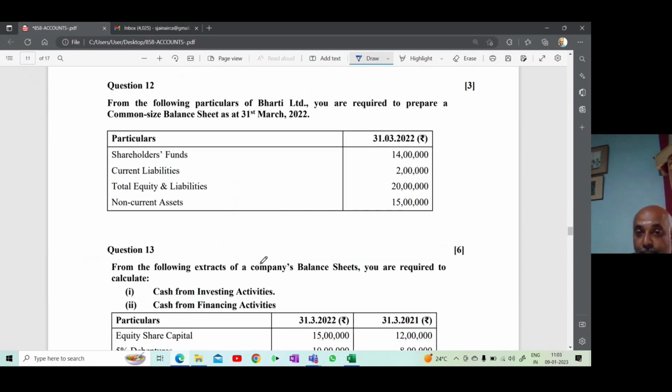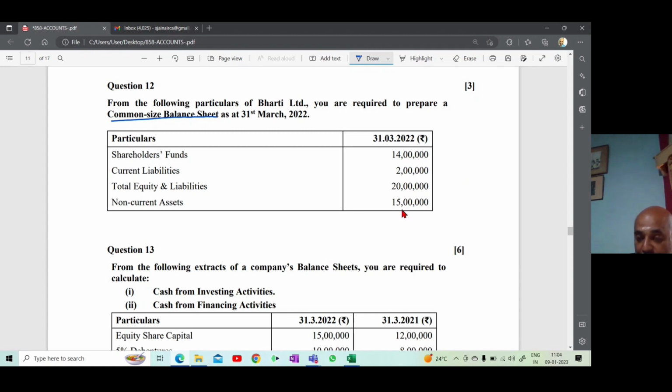We move on to question number 12. From the following particulars of Bharti Limited, you are required to prepare a common size balance sheet as at 31st March 2022. These are the items given to you. Remember, shareholders funds plus non-current liabilities plus current liabilities should be equal to your total of equity and liabilities.